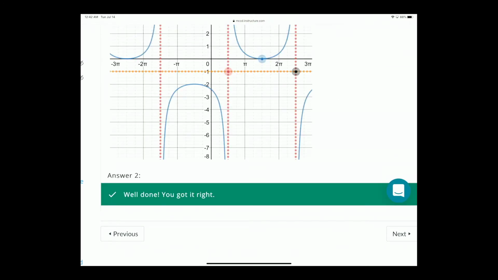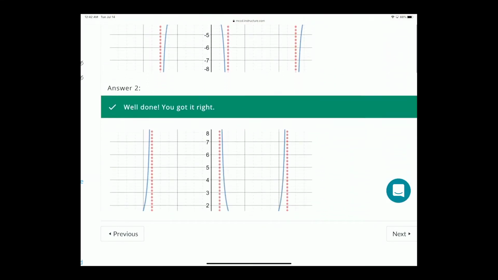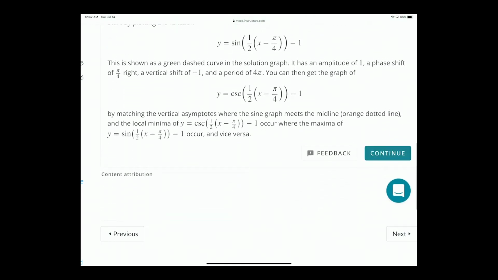All right. So, easy. Mistakes help us grow. That's all right, I grew just now. Just now.